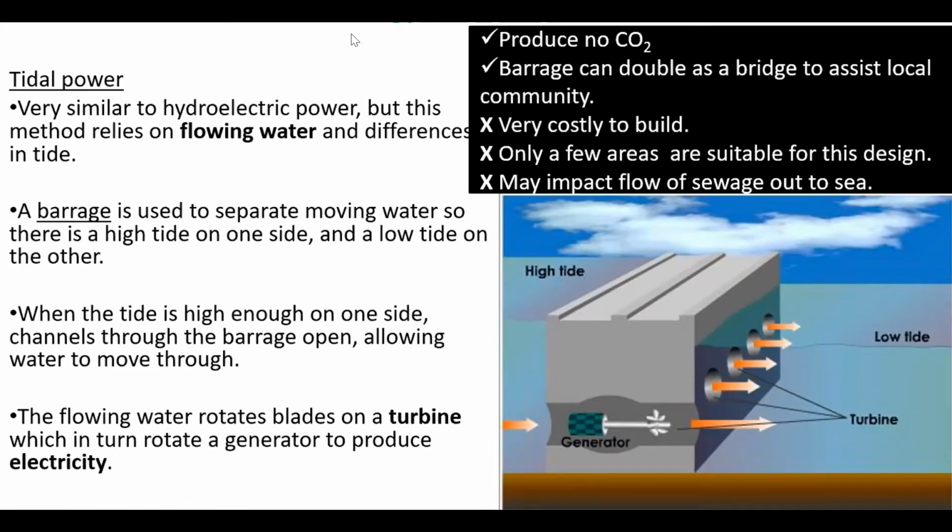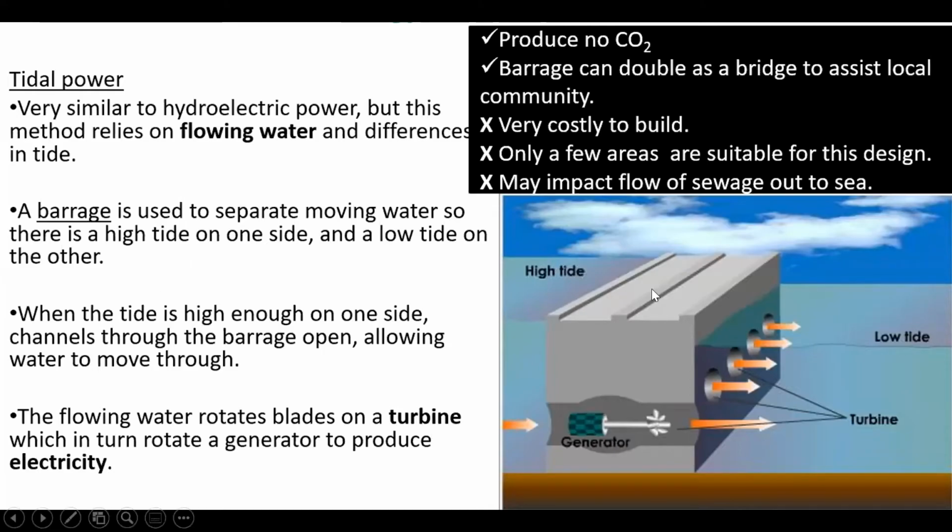So again, it's similar to hydroelectric. We're not forcing water through, but allowing a natural way of it going through a system. This thing is called a barrage, a tidal barrage. So it separates moving water. The high tide's on one side, you have to build it at the right time in the right place, and low tide on the other. When the tide's high enough on one side, channels, like holes in the barrage, open, allowing water to move through. The flowing water rotates, blows on a turbine, which in turn rotates a generator to produce electricity.